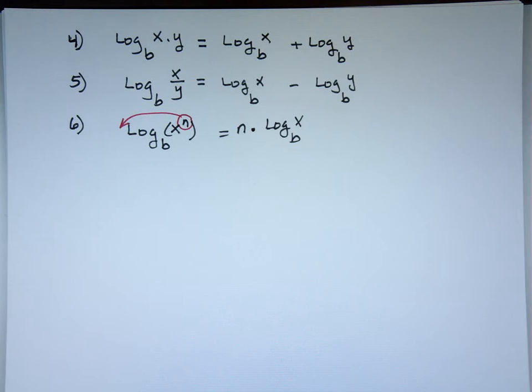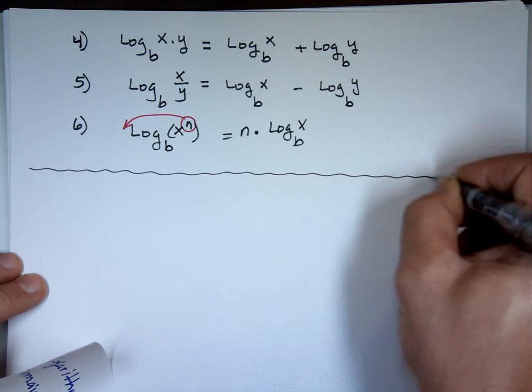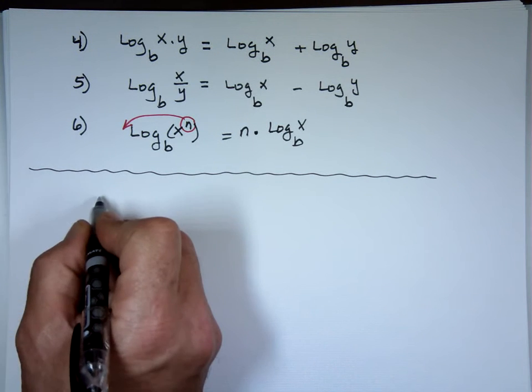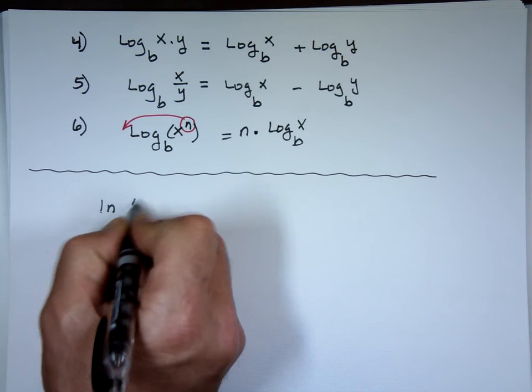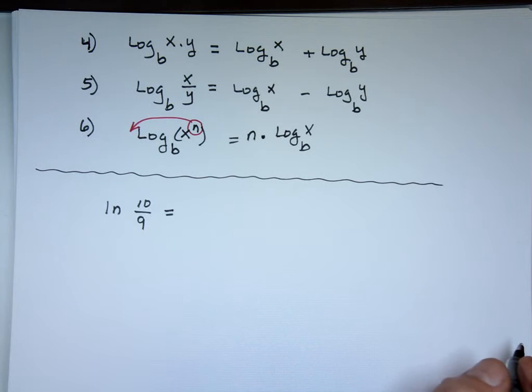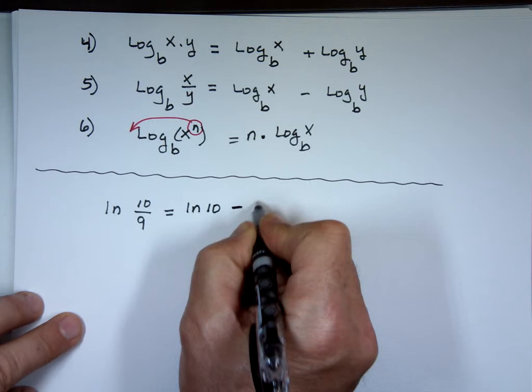Let me practice just quickly here with them. If I say, can you simplify this one? The natural log of 10 over 9. You can take this and rewrite that as what? The natural log of 10 minus what? The natural log of 9.